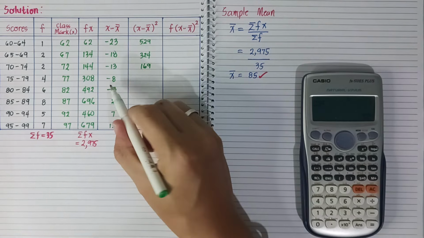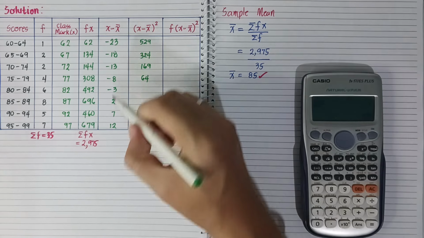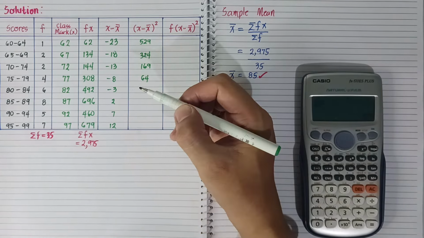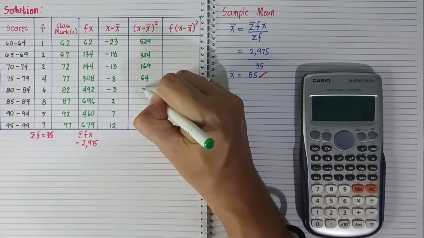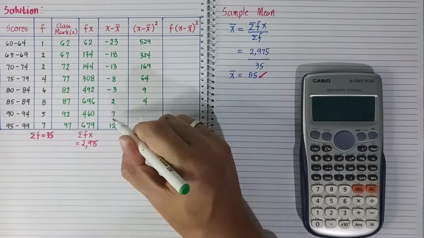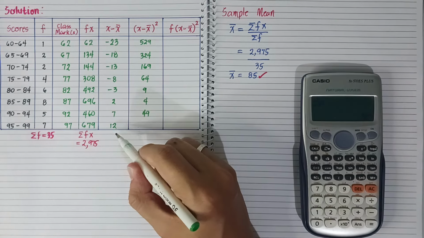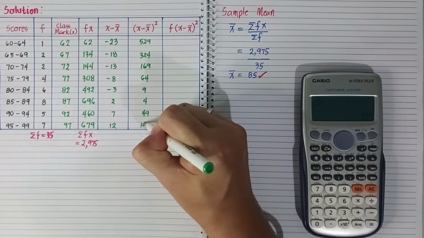169. So 8 times 8, 64. Since negative naman yan, magiging positive. Negative 3 squared, that is equal to positive 9. And then 2 times 2 ay 4. 7 times 7 ay 49. Then 12 times 12 is 144.